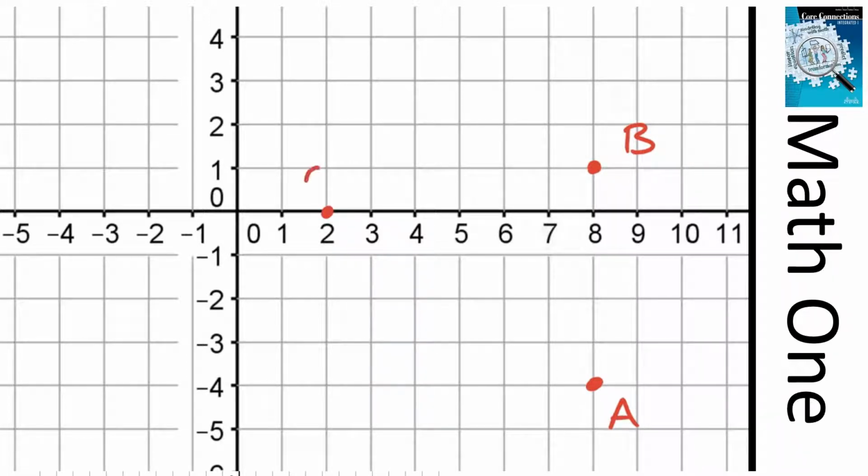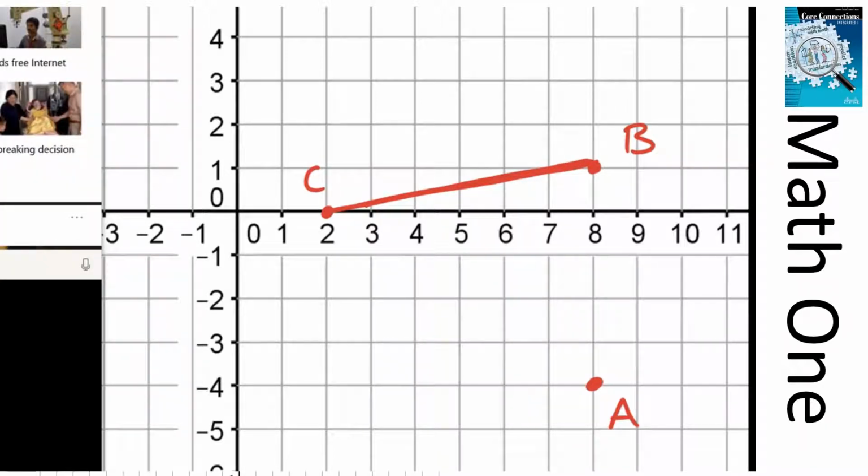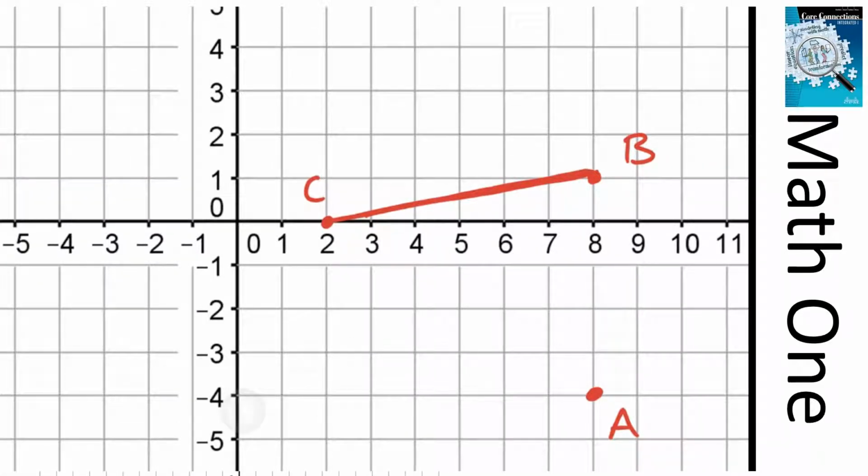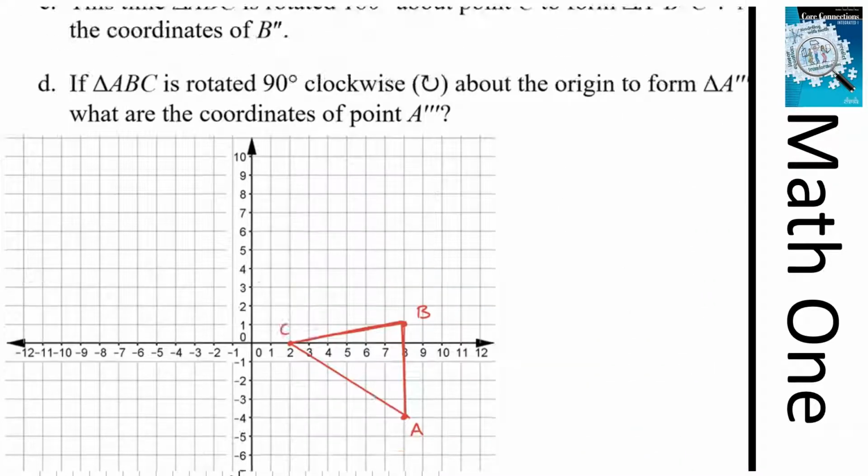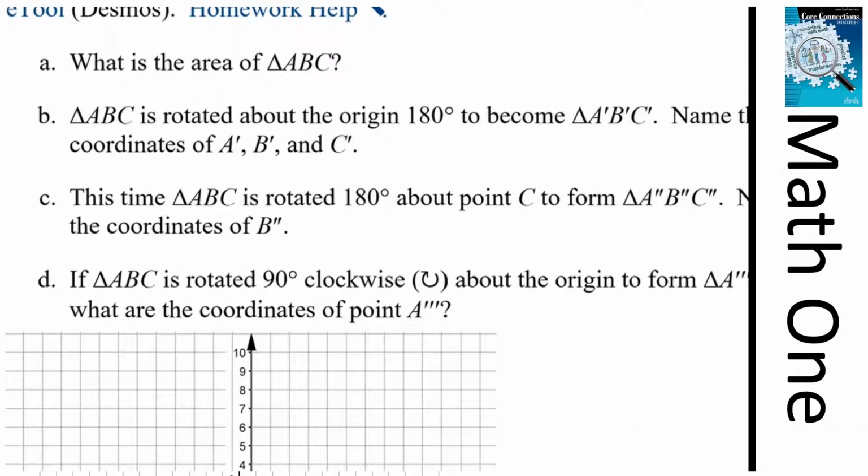So I have these 3 coordinates, and I'm going to grab a ruler and connect those points. So there's line A to B, and here is AC, and then finally I've got from A to B. So I have this triangle ABC. Okay, next it says, what is the area of this triangle?